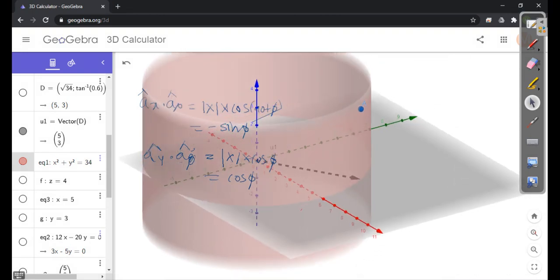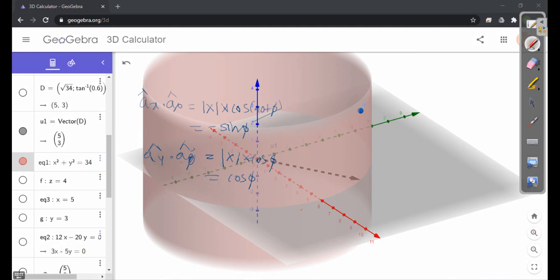So this is the direction of phi, right? Tangential, and this is z. So we have the angle between these two. This is in this plane only. This is 90 degrees, so az dot a phi is equal to 0. So we got three values.